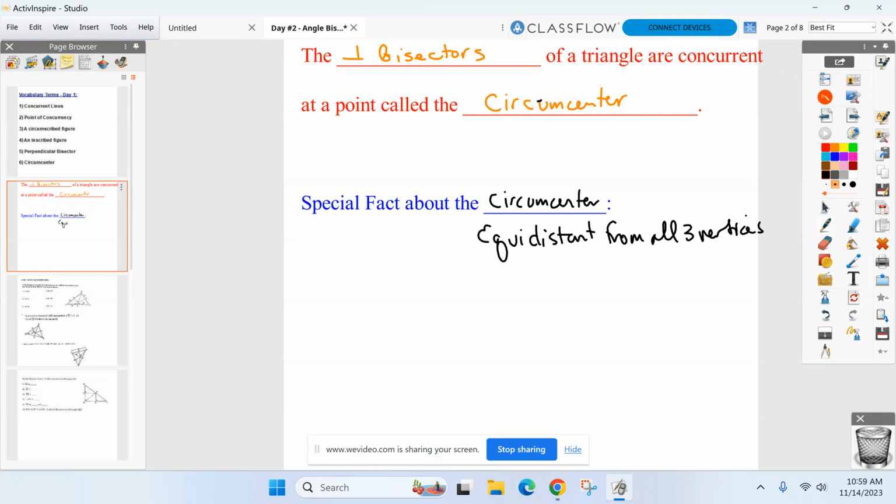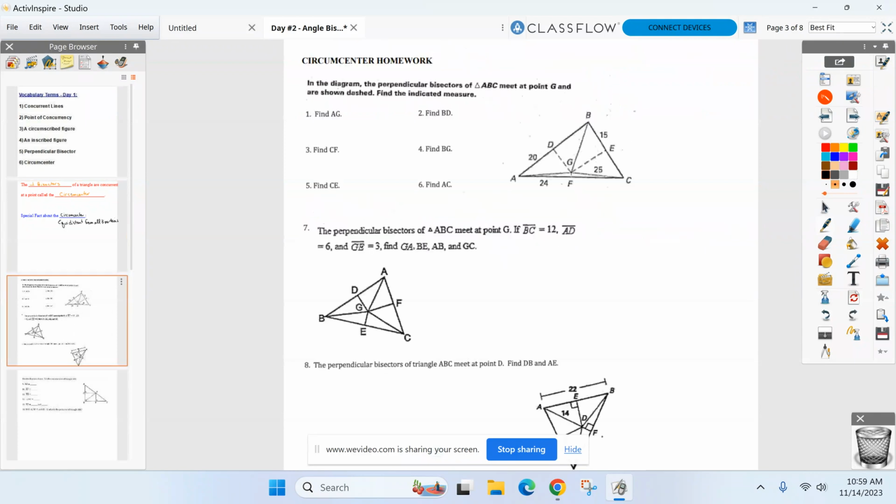All right, so let's go to the assignment. Anything you want to ask? Anything we want to look at? I know I put my answer key up. Anything with the circumcenter or perpendicular bisectors? Or just vocab in general? All right, I'm going to take your word for it that we're okay.